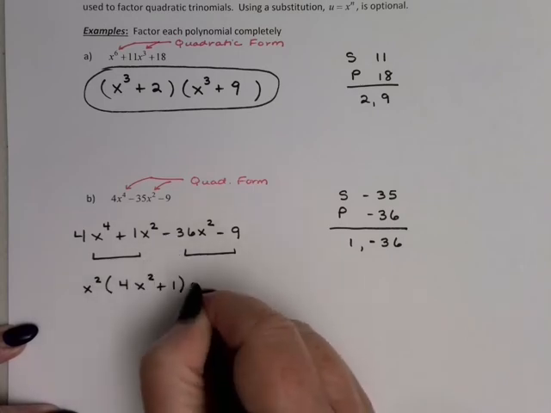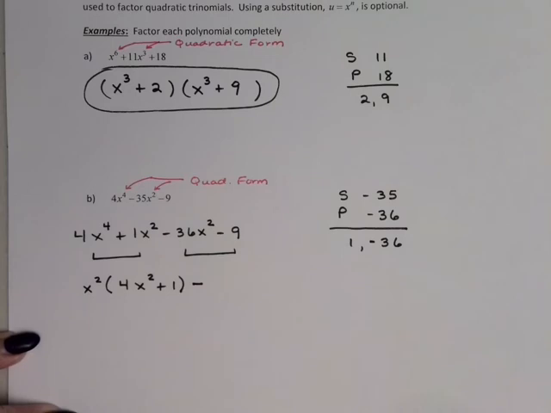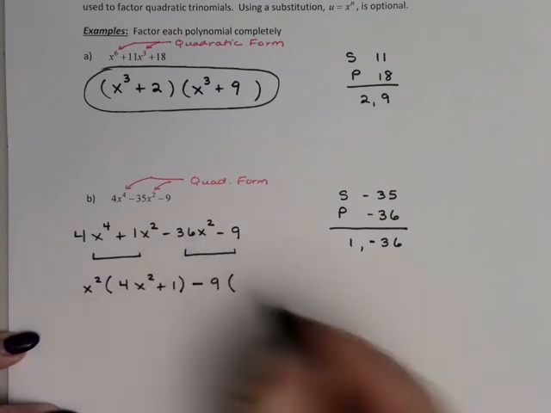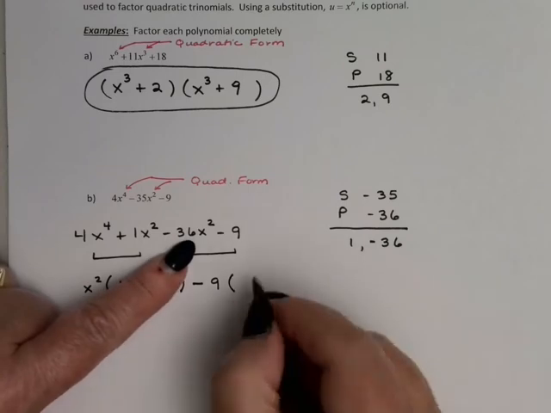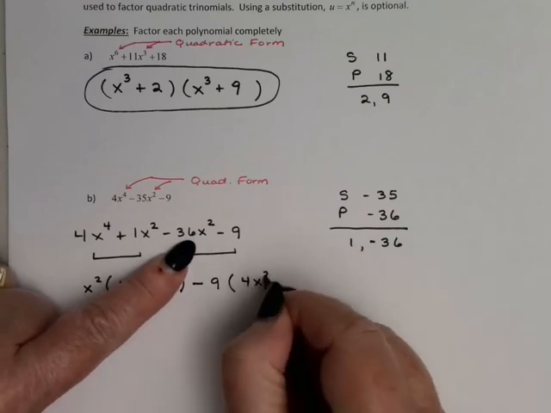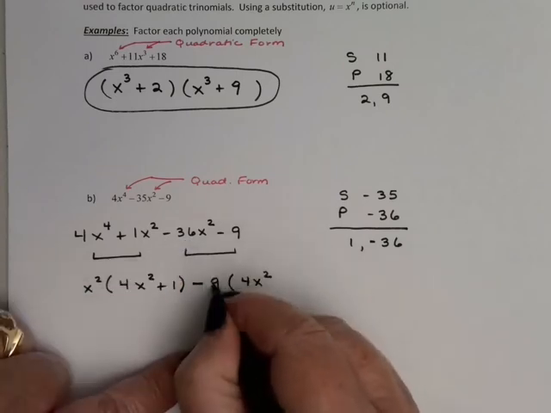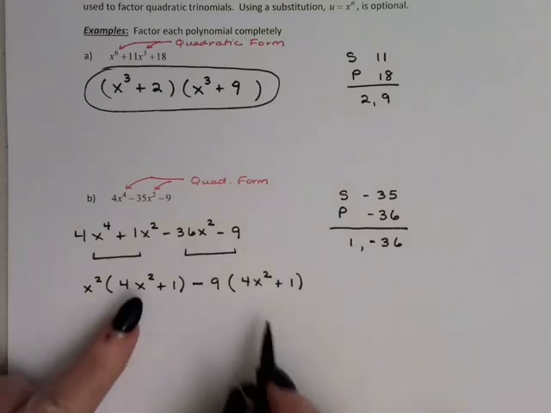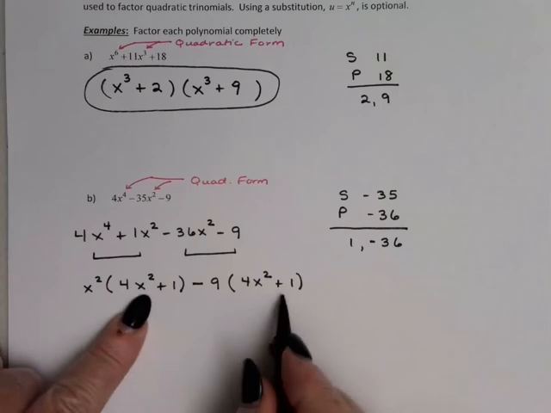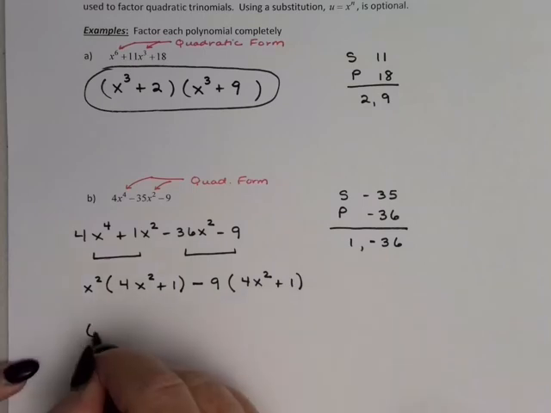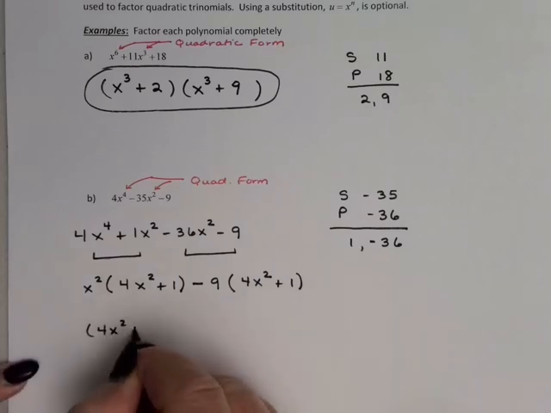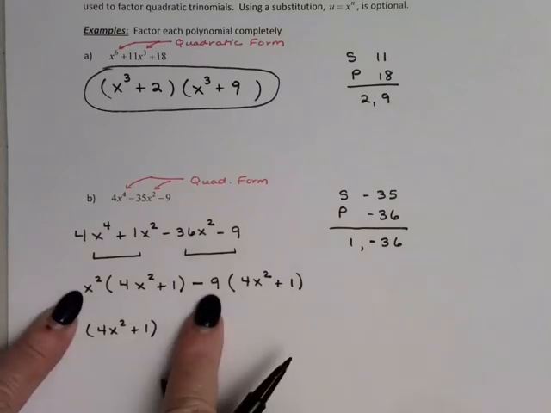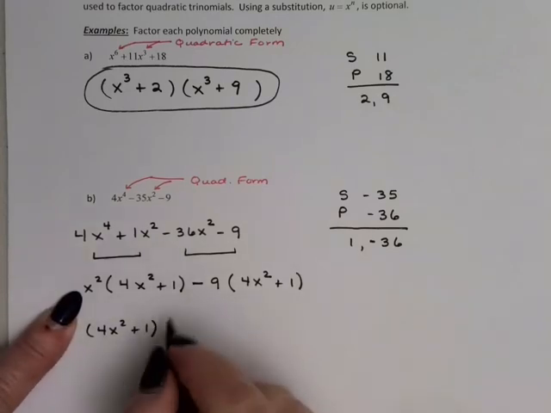With a minus between the groups, I'm going to factor out a negative in the second pair. And it looks like 9 will go into both of those. That gives me a 4x squared here. And negative divided by negative is a plus 1 there. These match. Again, they have to. If they don't, it doesn't work. So I'll factor out that common binomial, 4x squared plus 1. And then I've got x squared minus 9 left.